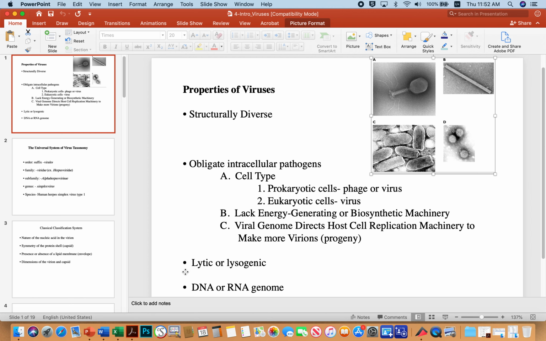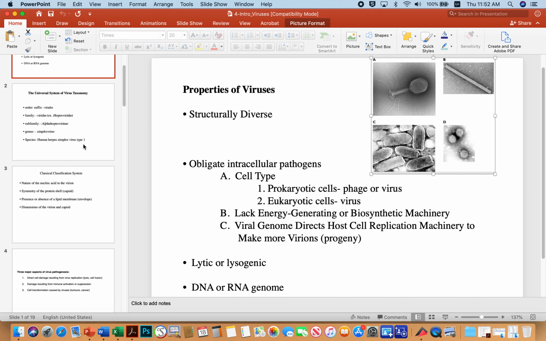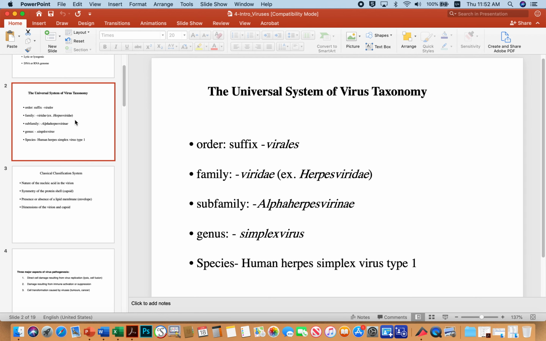The life cycles of viruses can be lytic or lysogenic, and I'll show you some images of that later on. But as the name suggests, a lytic virus is one that actually will result in cell lysis, whereas a lysogenic virus typically inserts its genetic information into the host chromosome and stably replicates along with it. The genomes can be both DNA or RNA, and I'll show you that as well.